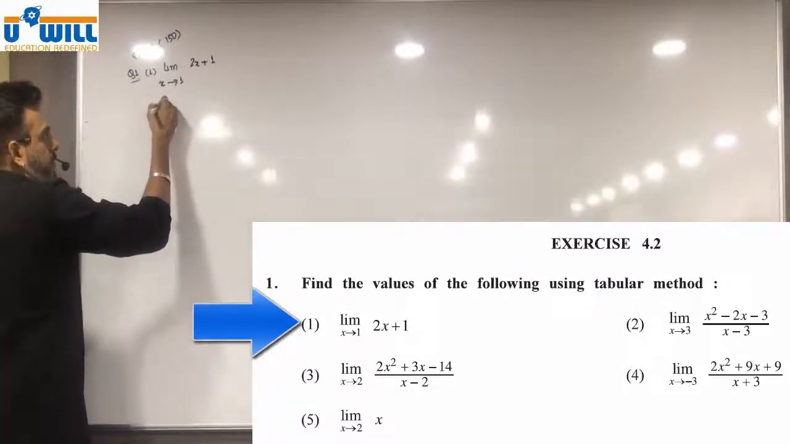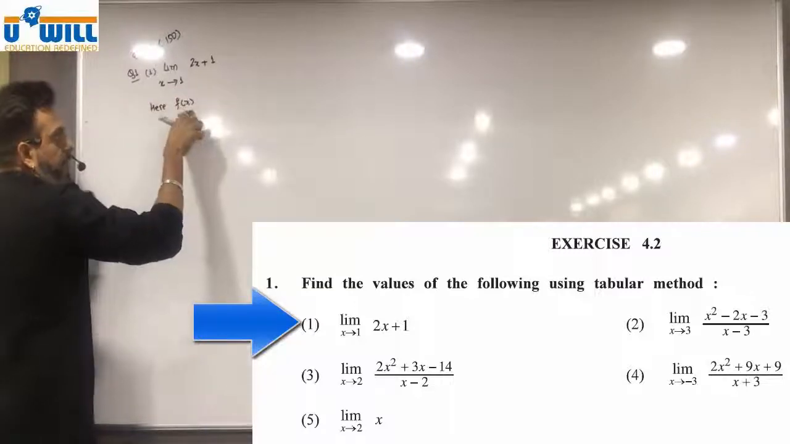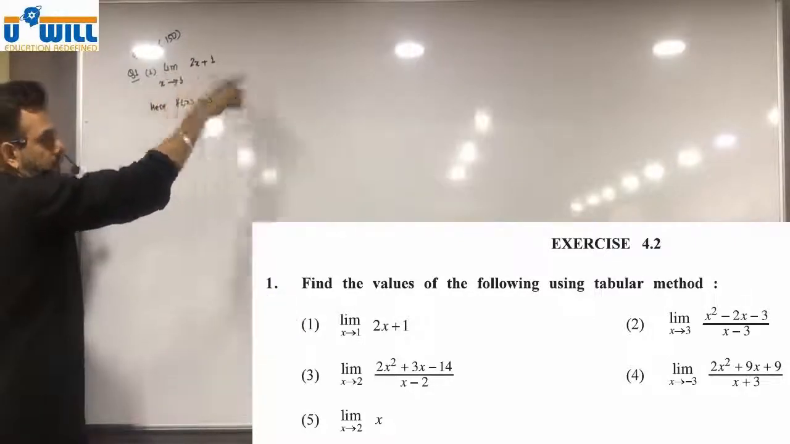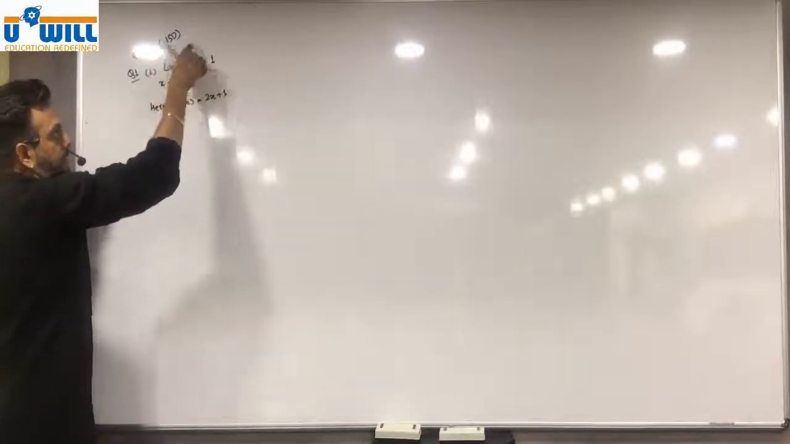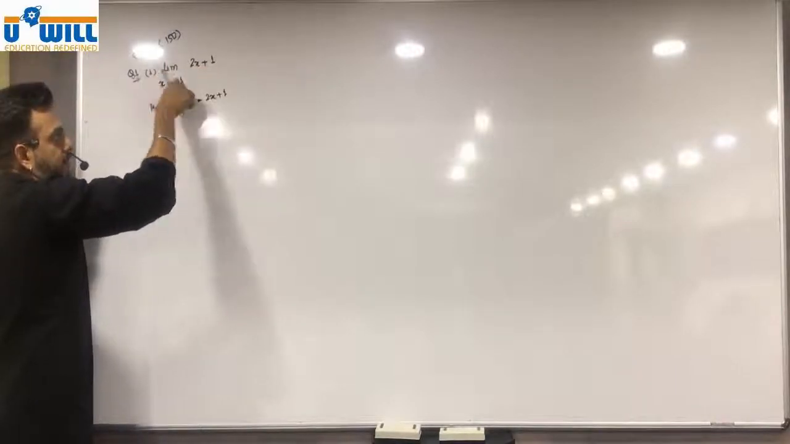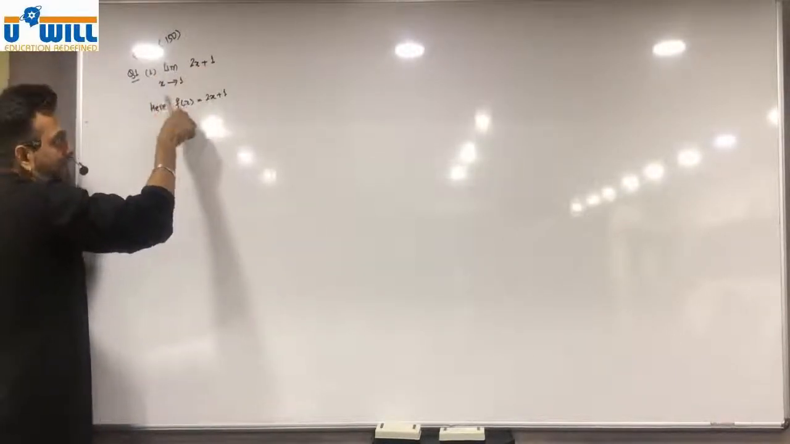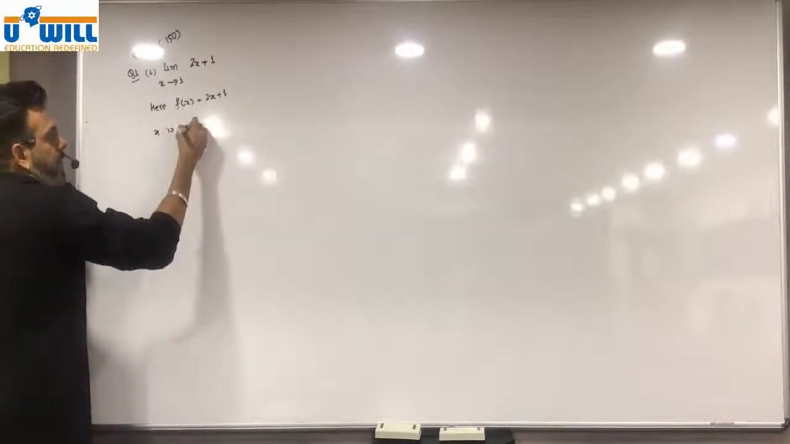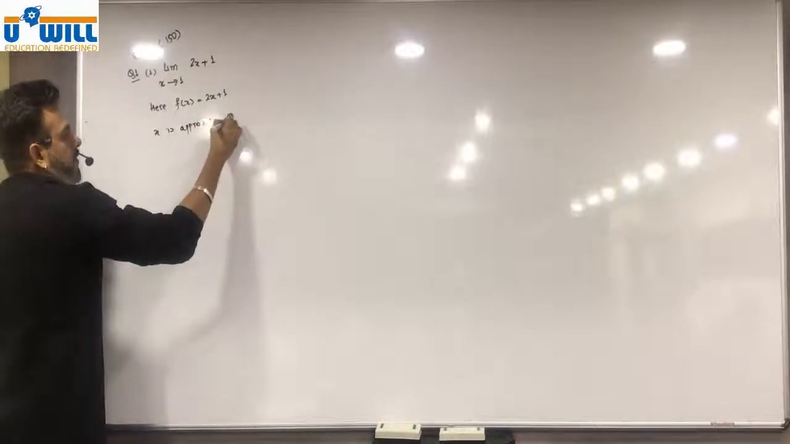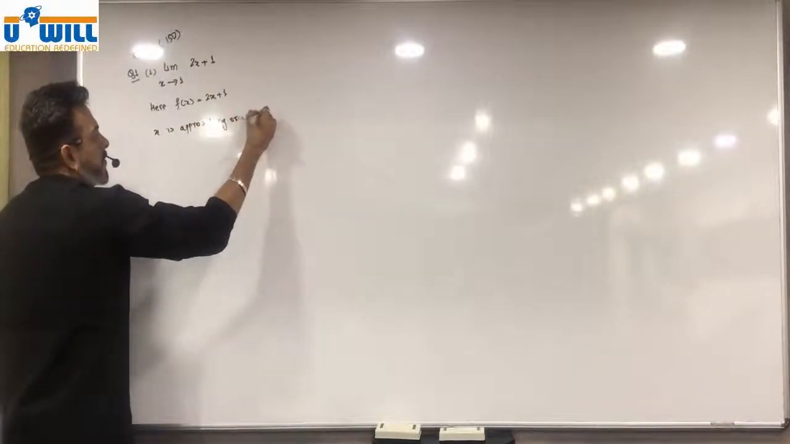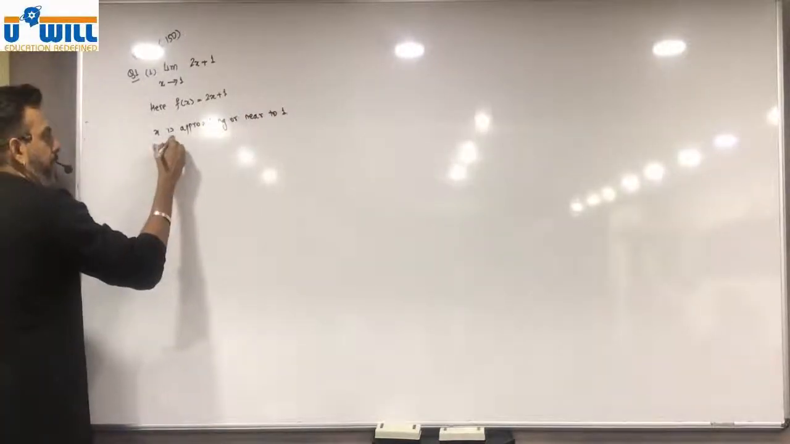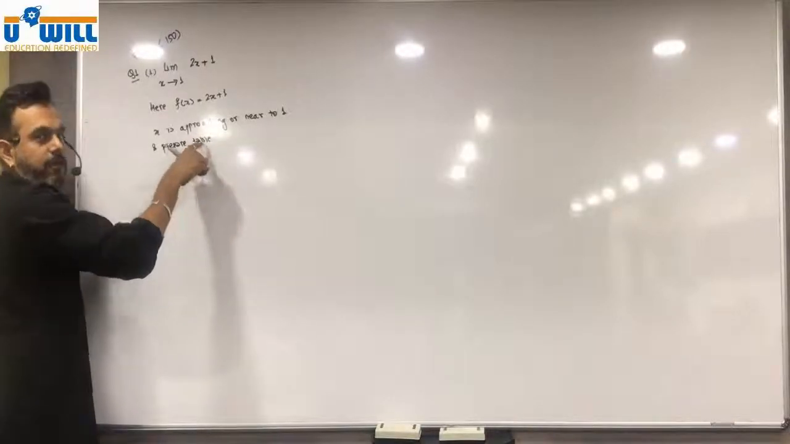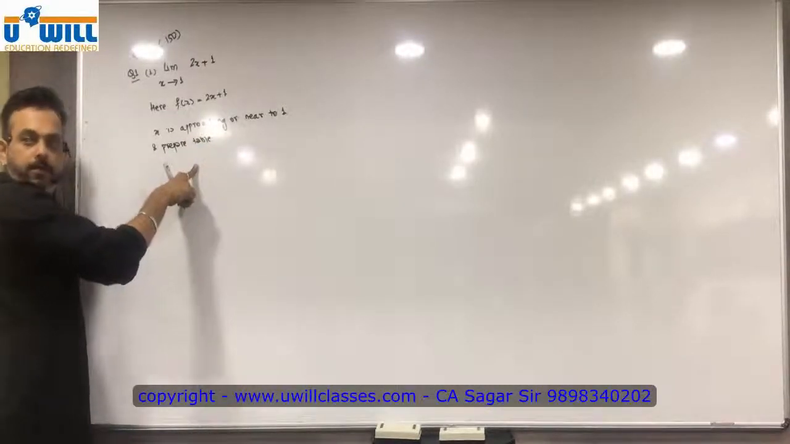Now here, f of x, function of x is equal to 2x plus 1. Are you able to recall this? We had written over here, limit f of x where x tends to or approaches 1. So f of x क्या है? 2x plus 1. X is approaching or near to 1 and prepare table. When we prepare a table, we are using which method? Tabular method. Is this clear?